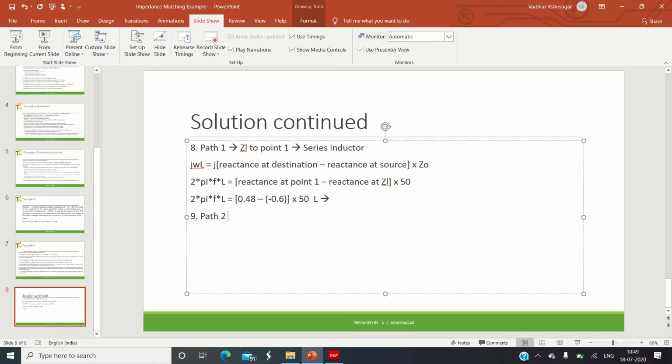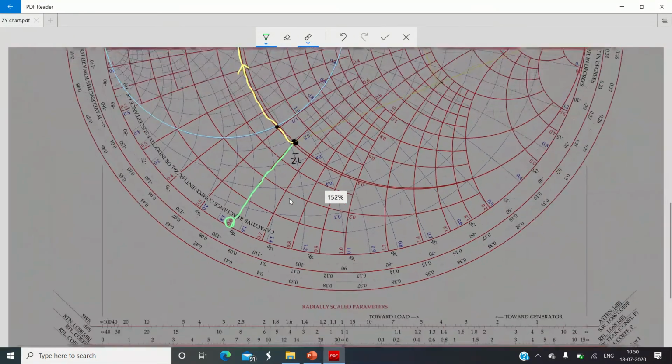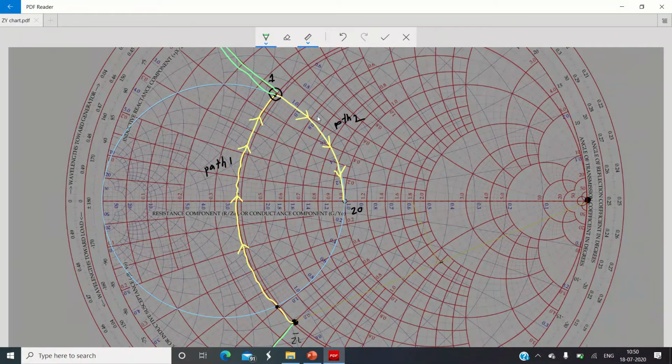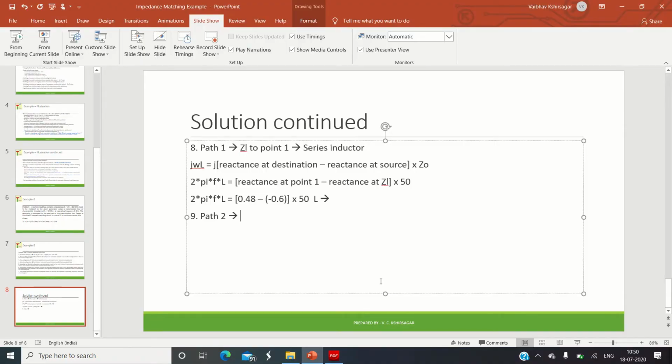What is path number 2? For path number 2, again I will open the Smith chart. Please remember all these things you need to show on the Smith chart. So path number 2 is the path existing between point number 1 and point Z0. So path number 2 is point 1 to point Z0.